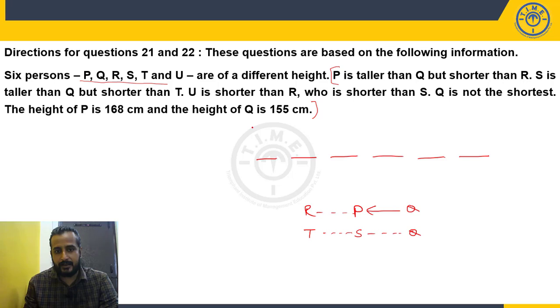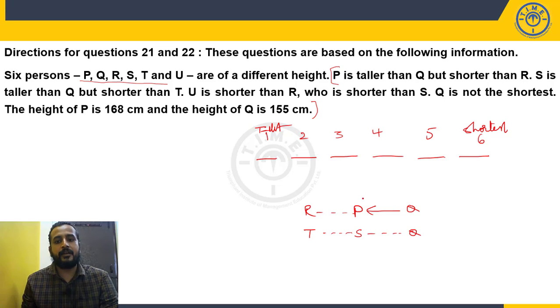Say my order, I am taking like tallest to shortest. We are taking in this order: first tallest, second tallest, third tallest, fourth tallest, fifth tallest and sixth tallest. And my clues also we are converting in the same way. P is taller than Q, so taller, shorter. And P is shorter than R, so shorter, taller. Next, U is shorter than R.